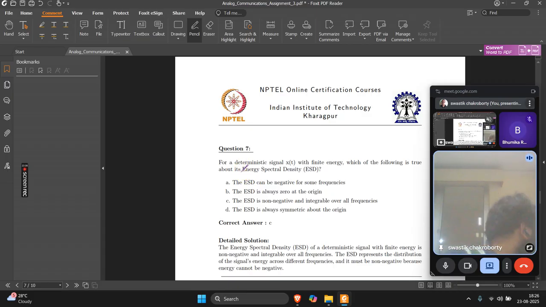For the next part, for a deterministic signal with finite energy, which of the following is true about its ESD?